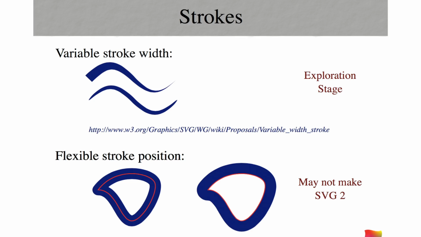There are a couple things that may or may not end up in SVG 2. Something that people would really like is variable stroke width. And this is in an exploration stage. I don't think this is going to make it in SVG 2. There are just too many problems. It seems easy at first, but you get into all kinds of problems when you talk about paths that have sharp angles in them or overlap each other. You know, how do you handle the width at those points? It's going to take some work.